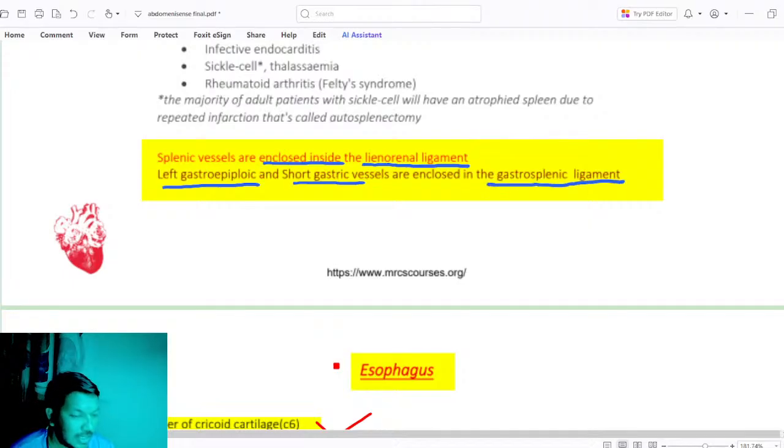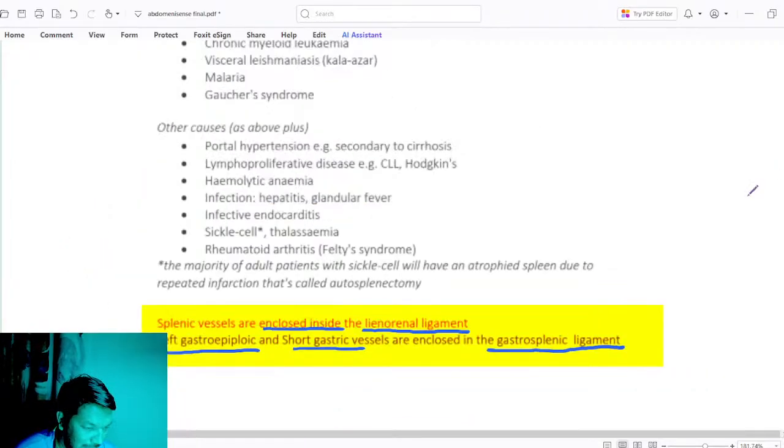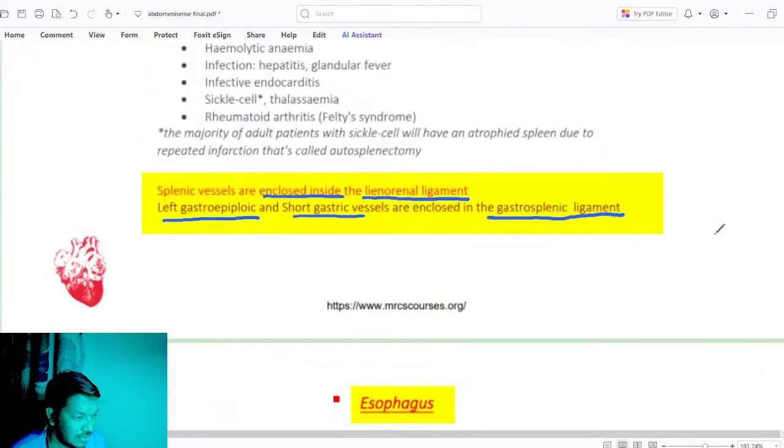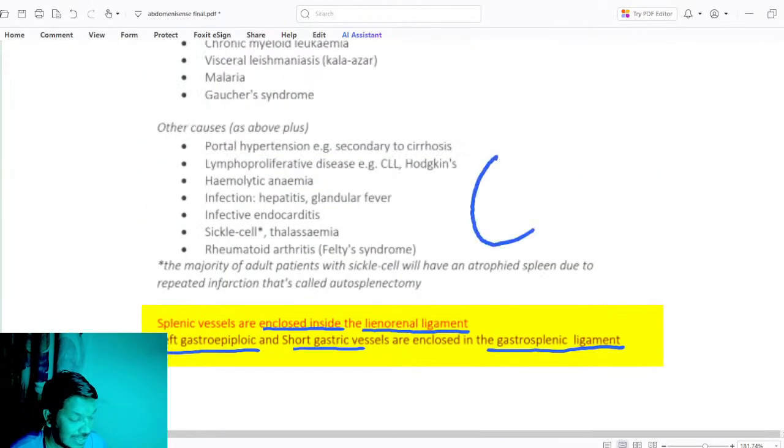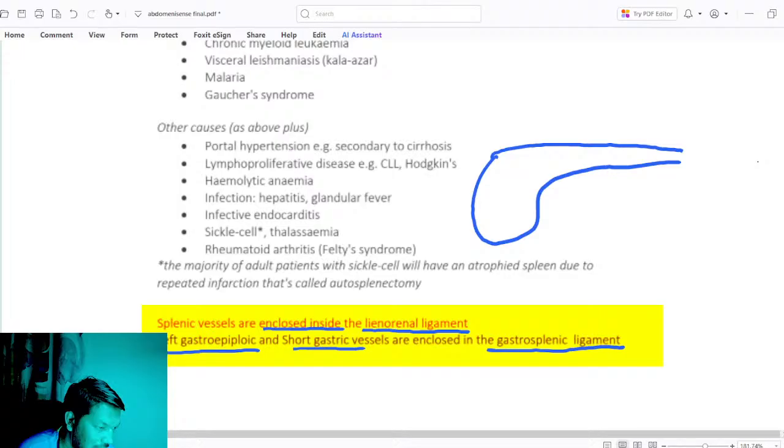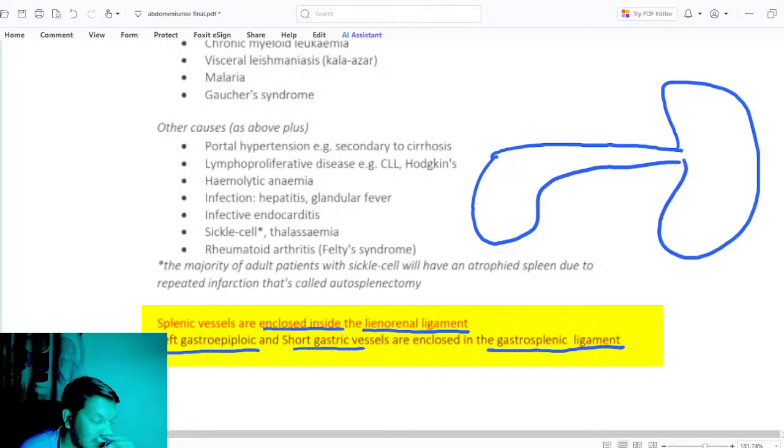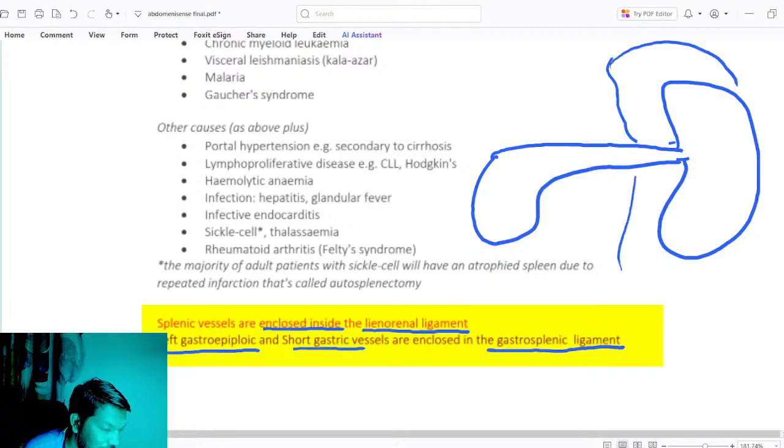Splenic vessels are enclosed inside the lienorenal ligament because of the tail of the spleen. This is head, neck, body, and tail. The tail of the spleen is joining with the hilum of the spleen, and just behind it will be the kidney, right? So this vessel here will be enclosed with the lienorenal ligament.